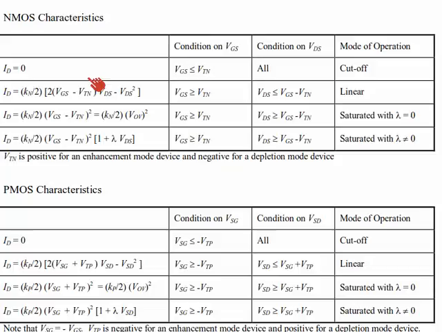Notice this summary shows what looks like 4 modes of operation. There's actually only 3. In cutoff mode, we have no current flow in the channel because VGS less than VT means we have no channel, so no channel to conduct between source and drain. This applies for any VDS. Cutoff, we approximate with 0 current.